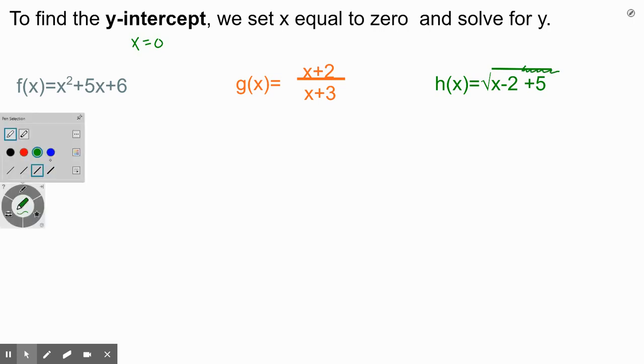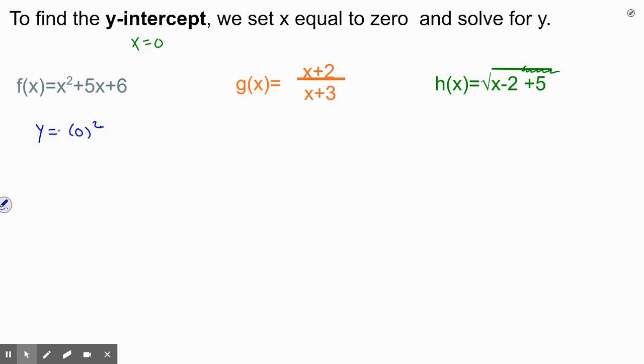the 5 on the outside. So we're going to plug in the x, so we'll have y equals, and you can put f of 0, whichever one works for you. So just replace the x's, so plus 5 times 0 plus 6. So I get a y-intercept of 6. So this is the point (0, 6).